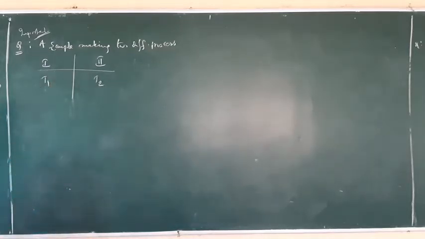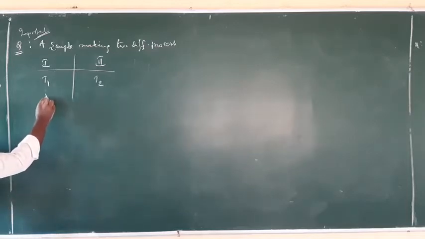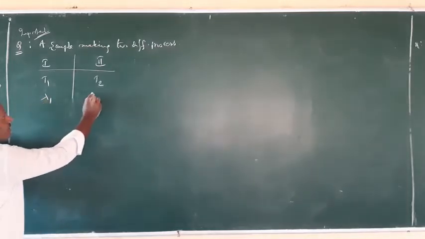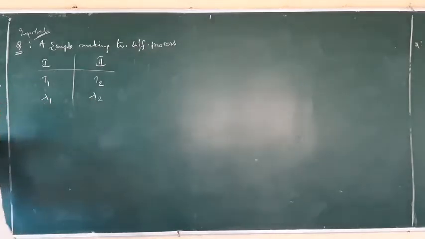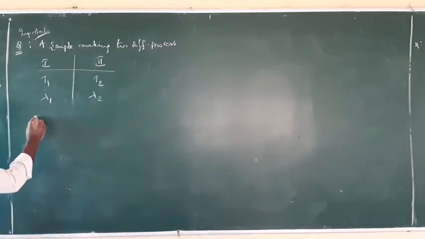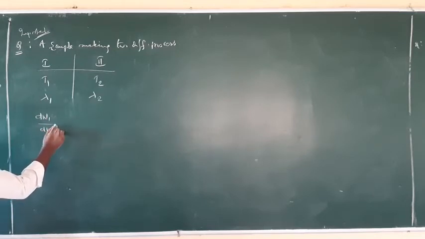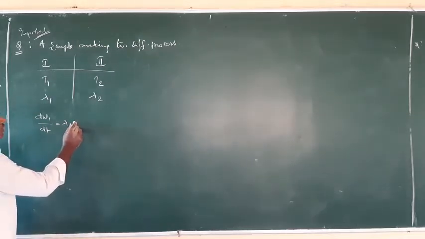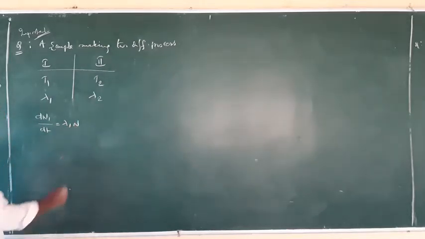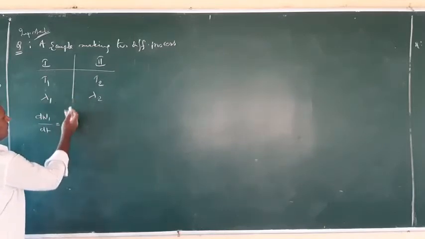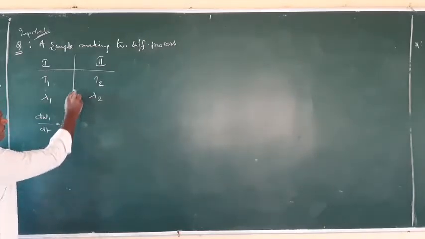For the first process I can write the activity. Let the disintegration constants in the two processes be lambda 1 and lambda 2. So now I can write the activity for this one: dN1 upon dt is equal to lambda 1 into the number of nuclei N, initially. Similarly, this is lambda 1 N.